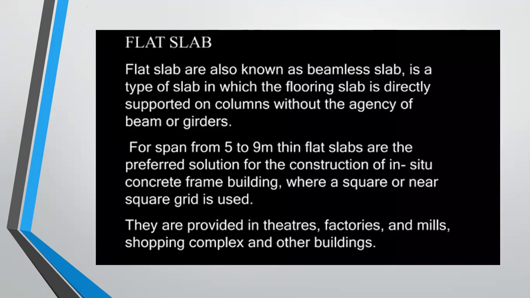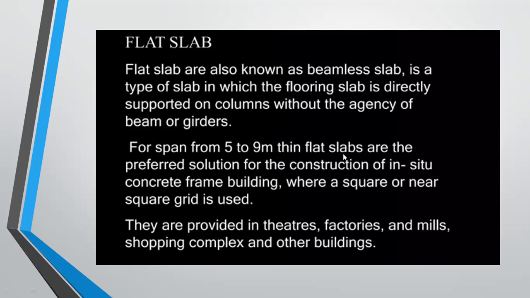So the proper definition would be: a flat slab is defined as a one-side or two-side supported system with the shear load of the slab being concentrated on a column or a square slab. That square slab we call a drop panel. I'll show what a drop panel is in the picture. The usual span of a flat slab is 5 to 9 meters.